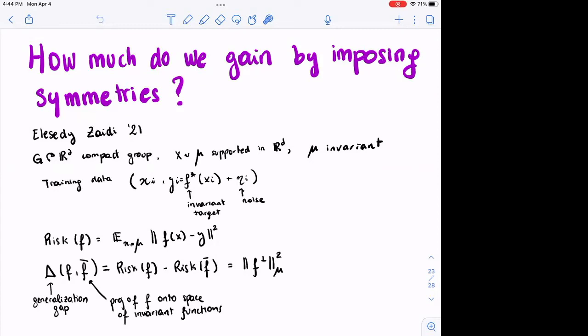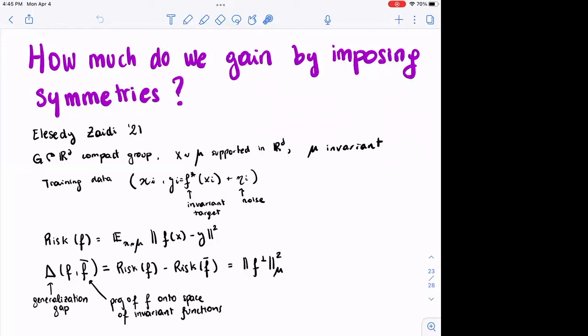What they say is the following. Say that I have a group acting on R^d, and this group is compact. Then say that my data is sampled from some distribution on R^d which is invariant with respect to the group action. Then I have some training data, which are some x_i's, and then y_i's are some function of x_i with noise. And I'm going to assume that my target, the thing that I want to learn, which is this f, is an invariant function. So I'm doing a regression and I know that the target is invariant, right?